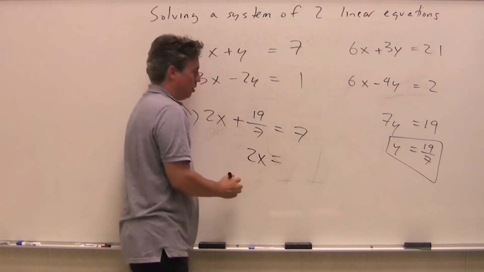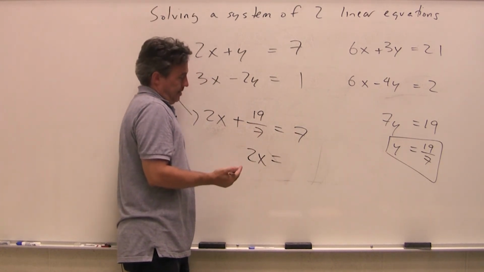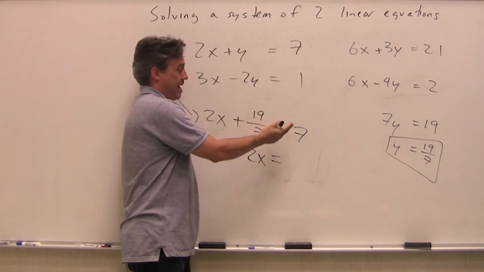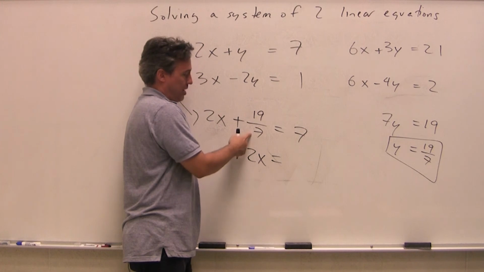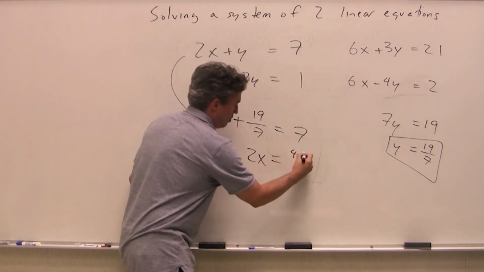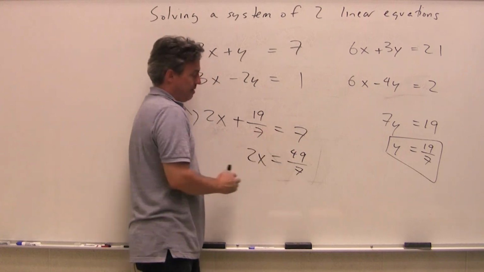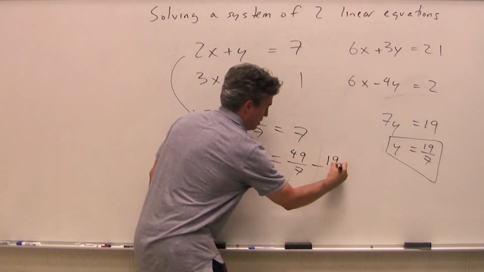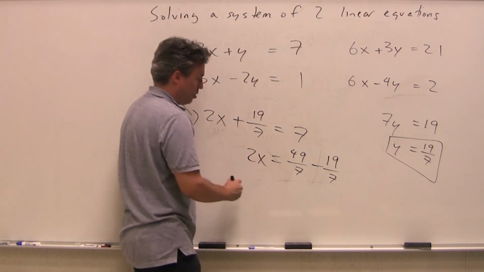2x has to equal this thing minus 19 over 7. Well, I know that I'm subtracting fractions here. Why don't I write 7 as something over 7? 49 over 7 will do the trick, because 49 over 7 really is 7. And now I subtract the 19 over 7. This tells me that 2x is 30 over 7.